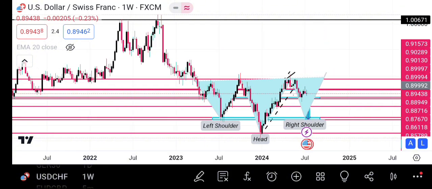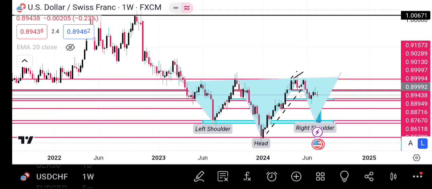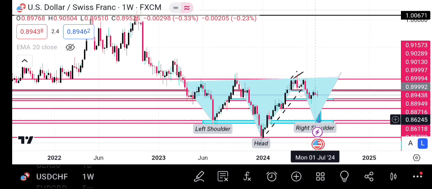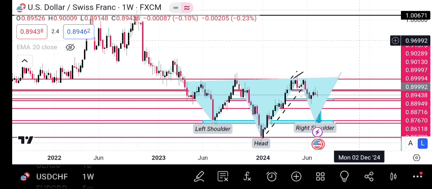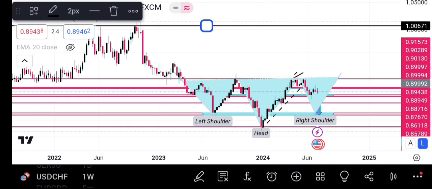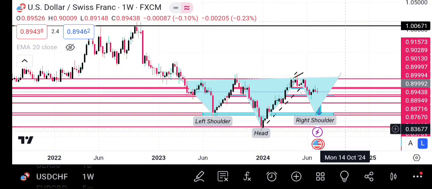You see that? That's what I wanted you guys to see properly. Head and shoulders. So that's why I knew that the US dollar Swiss franc is going for sellers, because it needs to fill over here. It needs to fill this right shoulder. Then we continue with buys until this upper side. But if I'm wrong, it's going to just come and touch the head, then shoot up.